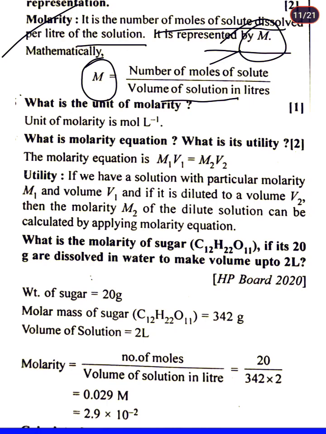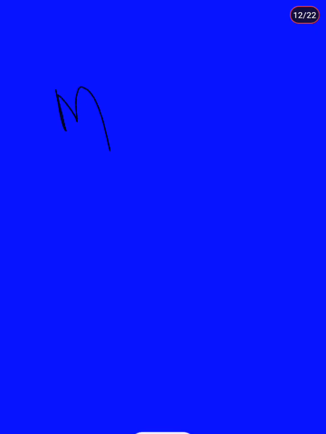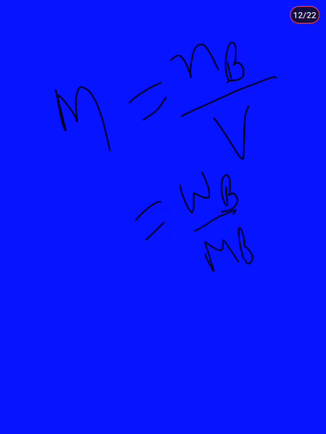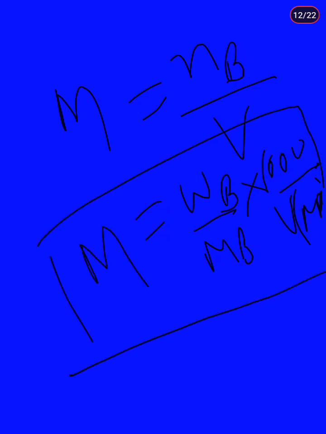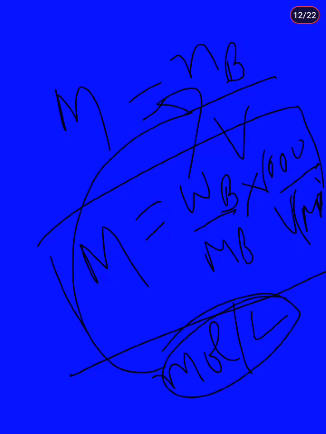Similarly, the unit of molarity is mole per liter. So how can we write molarity? Capital M is the number of moles of solute divided by the volume of solution, and the number of moles of solute can be written as WB over MB, multiplied by 1000, with the volume in ml. This is the easiest formula to use in numericals, and the unit, mole per liter, is the molarity unit denoted by the symbol capital M.